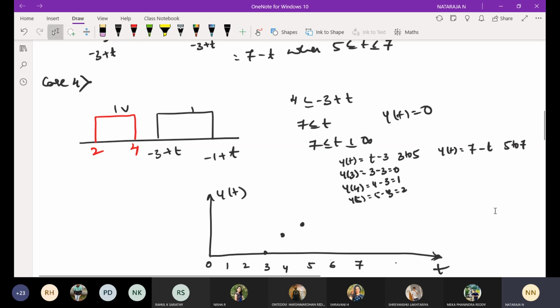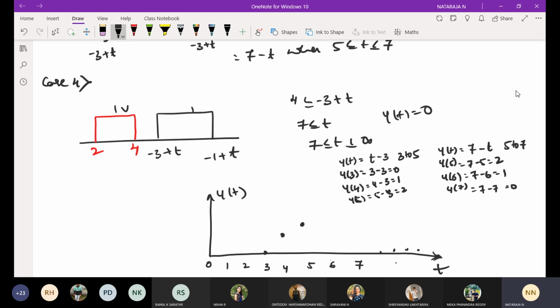Okay, getting? Yes, sir. Then y of t after 5, this signal also starts at 5 and ends at 7. The equation is 7 minus t. Now substitute y of 5, y of 6, y of 7. What will you get? 7 minus 5 is equal to 2. Then 7 minus 6 is equal to 1. 7 minus 7 is equal to 0. After this 7, it will be 0 only.